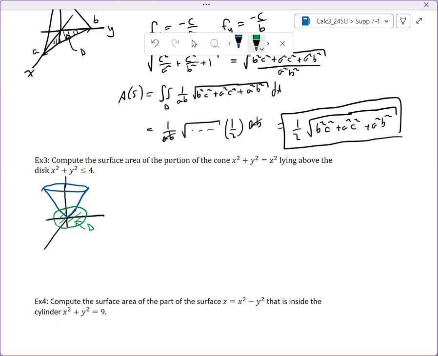That's my region of integration. Okay, so I need to set up my integral, which means I need that square root and I need my partials. So I see that z is the square root of x squared plus y squared. We did say above the disk, so we're just dealing with the top half of this cone. Although I suppose we would get the same answer if we were dealing with the bottom half as well, just by the symmetry of it.